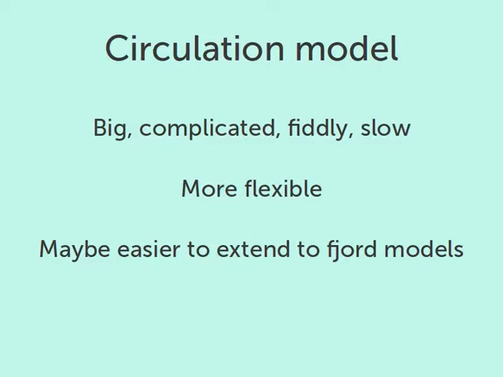So overall, I think these things are a bit big, complicated, fiddly, and slow. They are more flexible. You can do things like look at what happens when you have 2 plumes next to each other, when you have a plume on a curved surface, when you have real topography, and so on. You can also maybe extend them a bit more easily to connecting to fjord models. I have seen some work very recently by Tom Cowton looking at using an analytic model as a boundary condition to a fjord model, but that's still at the very early stages, I think.